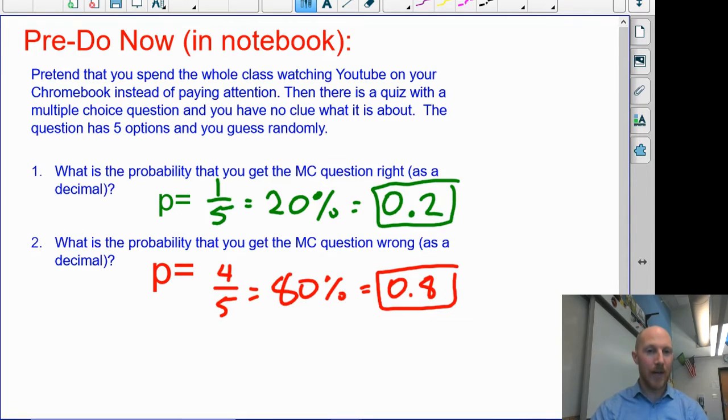Okay, so for getting it right, 1 out of the 5 options is right. That's 20%, but we want decimal, so 0.2. And question 2, for getting it wrong, 4 out of the 5 options, which would be 80%, but we want the decimal, which is 0.8.